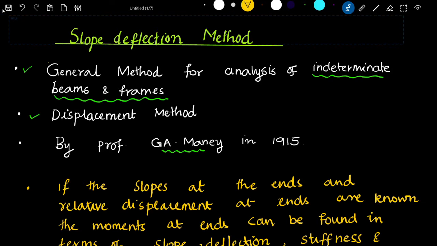So in this session, we'll see the slope deflection method, which comes under structural analysis. Slope deflection method is generally a method of analyzing indeterminate beams as well as frames. Now, I can call the slope deflection method a part of the displacement method.